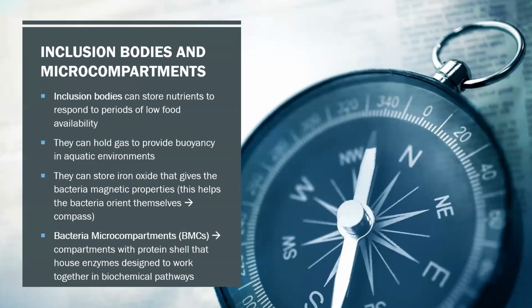Bacterial microcompartments, or BMCs, are compartments that have a protein shell around them. So again, they're not membrane bound, but they have proteins on the outside, and it makes basically a little bioreactor where it has protein on the outside, enzymes on the inside, and all the enzymes can work together very efficiently to complete a biochemical pathway, because proximity makes it much more efficient than having all the enzymes randomly strewn throughout the cell.